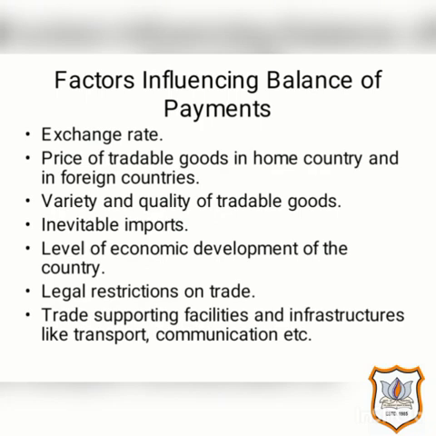First one is exchange rate. Second one is price of tradable goods in home country and in foreign countries. Third one is variety and quality of tradable goods. Fourth one is inevitable imports. Fifth one is level of economic development of the country. Sixth one is legal restrictions on trade. And last one is trade supporting facilities and infrastructure like transport, communication, etc.